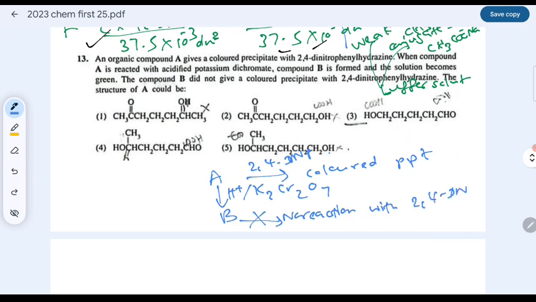Now, what are the compounds which give reactions with 2,4-DNP? Aldehydes and ketones undergo reactions with 2,4-DNP, which means B can't be an aldehyde or ketone.